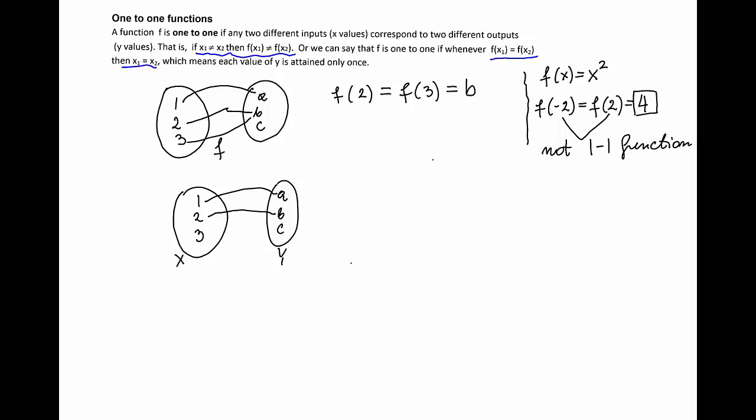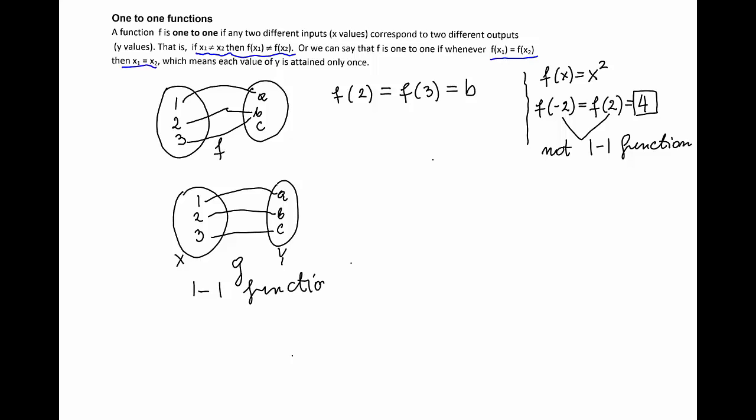Now to the input 3, I can assign any element except a and b. So I don't have a choice here. I can assign c. So this is another function. Let's call it g. And this function is one-to-one. So this is a one-to-one function.